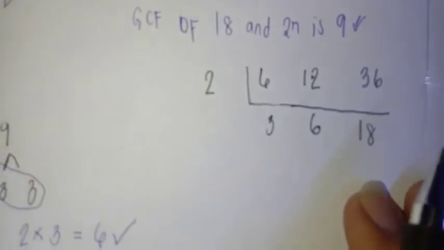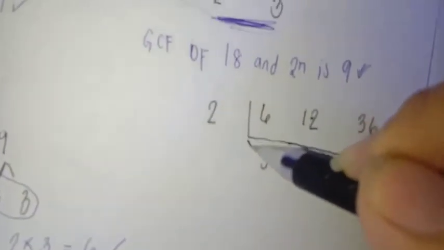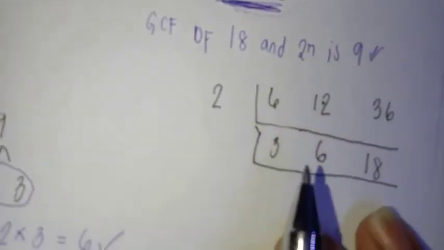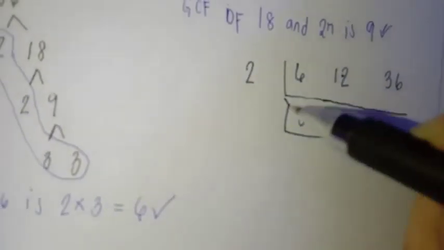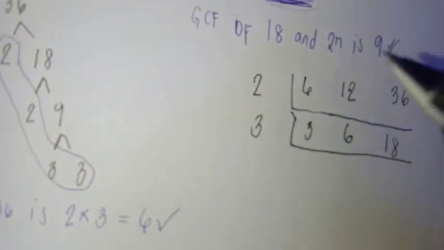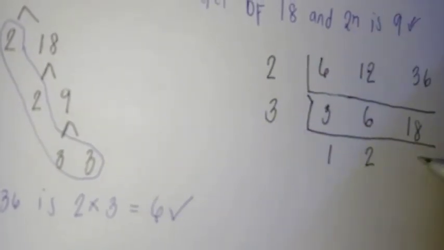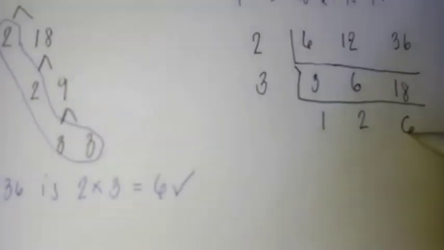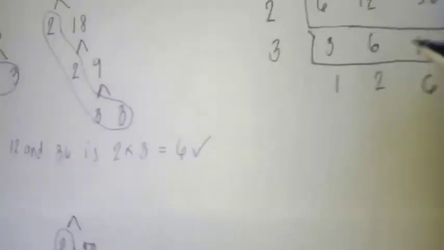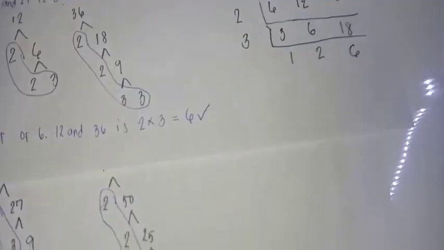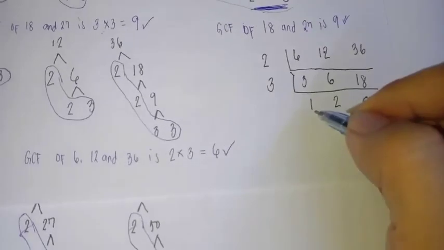Meron pa bang other smallest number that can be divided to these numbers? Meron pa. Hindi siya 2 since 3 is an odd number. So, we have 3. 3 divided by 3 is 1. 6 divided by 3 is 2. 18 divided by 3 is 6. So, 1, 2, 6, hindi na tayo pwedeng makapag-divide pa, since we come up with 1 na.